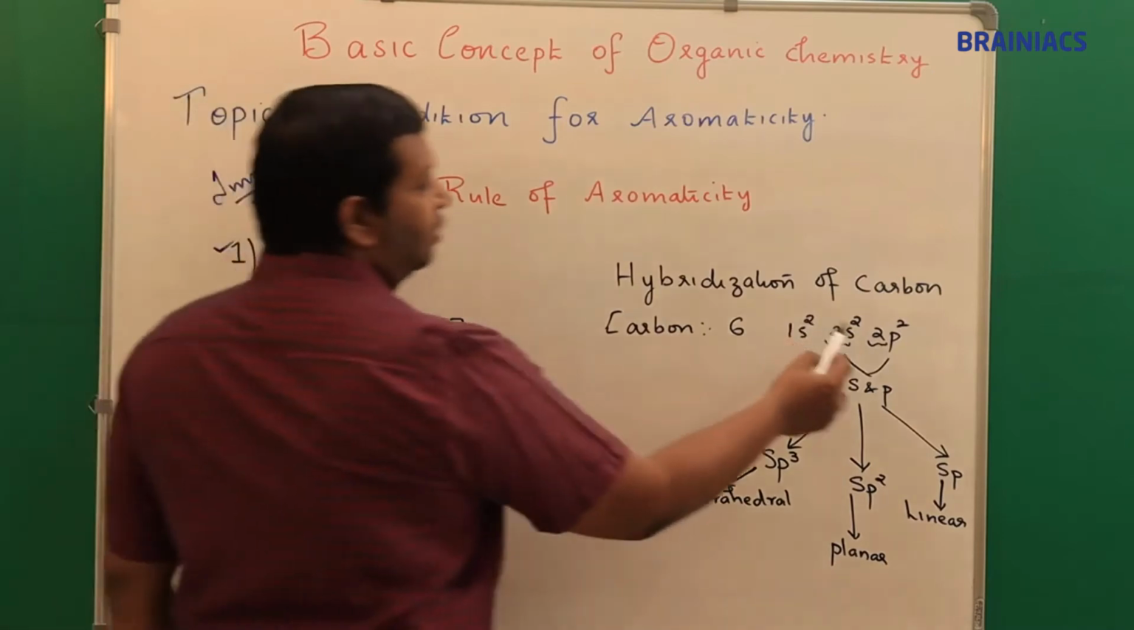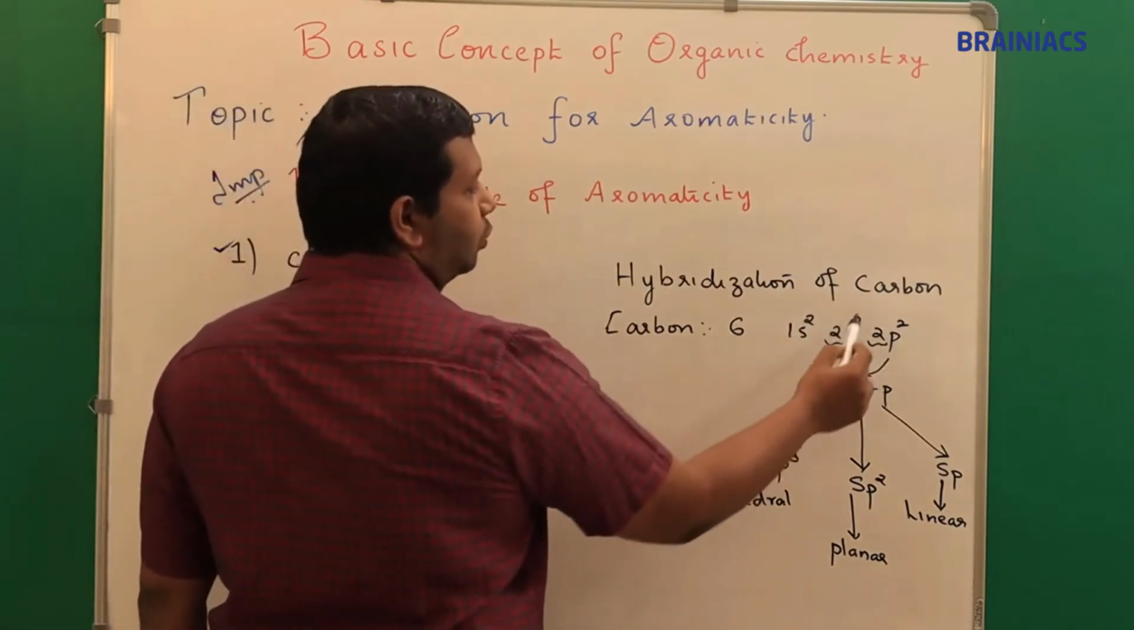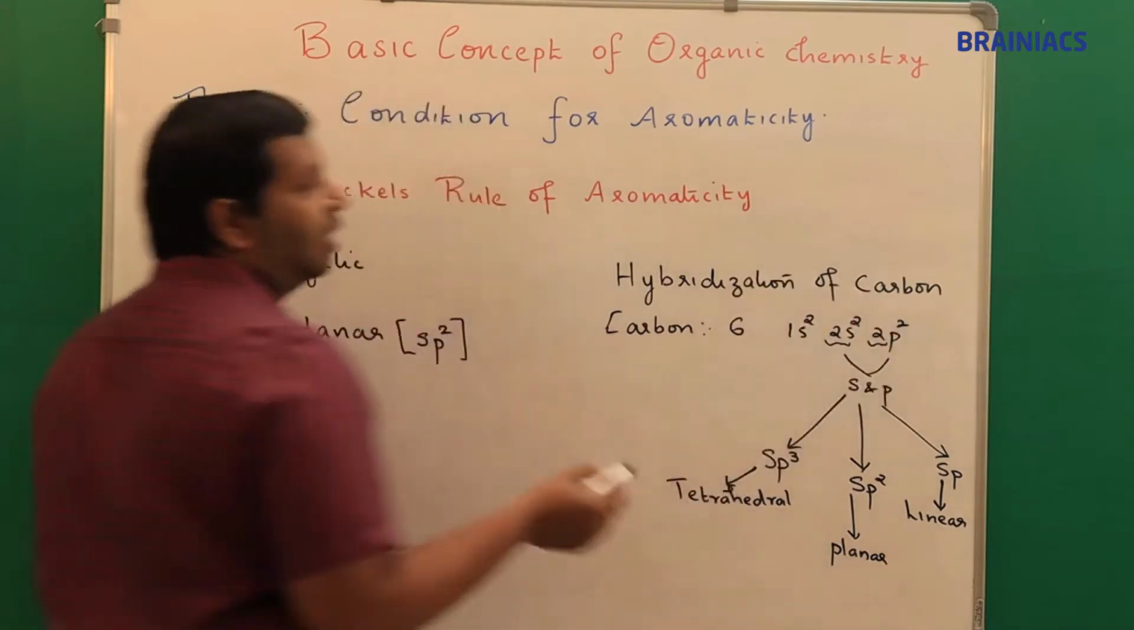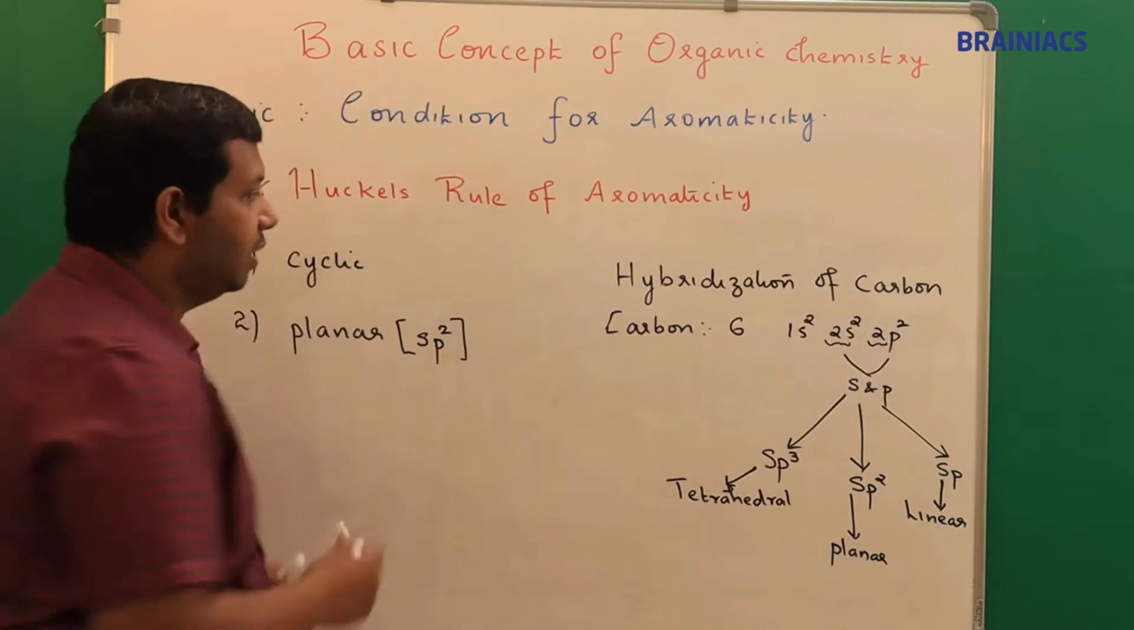Now what is the valency of carbon? You know that the valence shell is 2. Here also 2, here also 2. So in total how many valence electrons are there? 4 valence electrons are there. So the valency of carbon is 4.